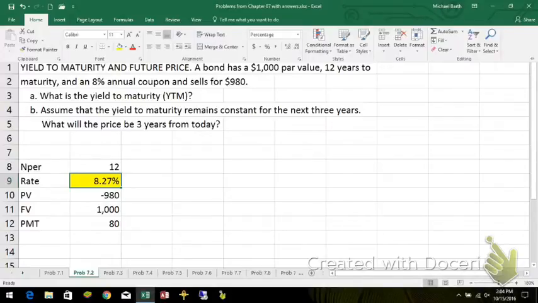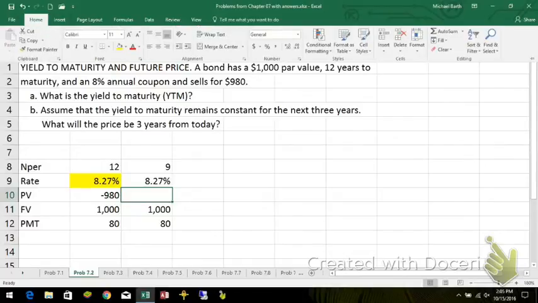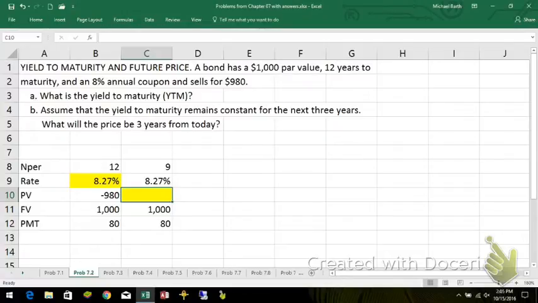Assume that the yield to maturity remains constant for the next 3 years. What will be the price 3 years from today? Okay, well, 3 years from today, it won't have 12 years to go. It'll only have 9 years to go. It'll still be paying $1,000 at the end of the 9 years and $80 a year over each of the next 9 years. And if we say the interest rate is the same, the yield to maturity is the same, then all we have to do is solve for present value, what the price will be.